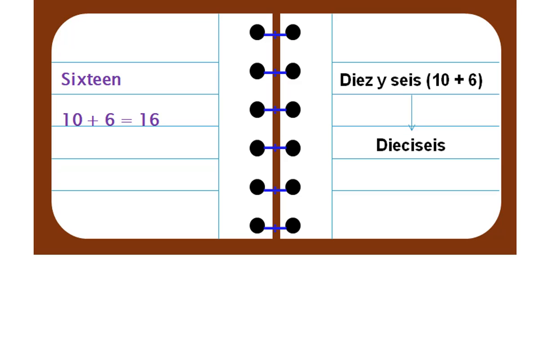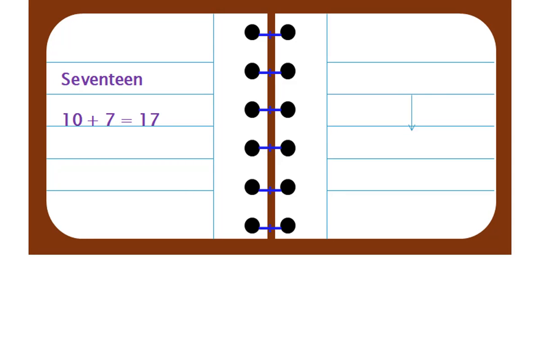Now same pattern, exactly the same rule, for 17 till 19. So 17 is what? 10 plus 7. Diez y siete. So we remove this Z and Y, we replace it with an I, so it becomes diecisiete. 7 we know, siete. So it becomes 17, 10 plus 7, diecisiete.